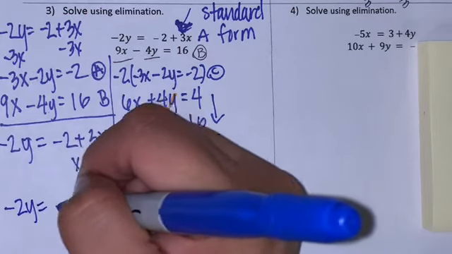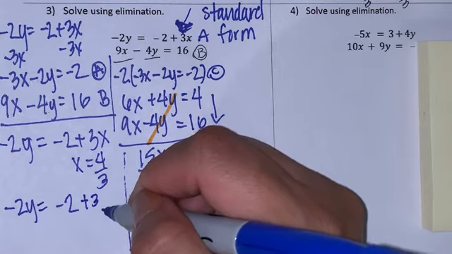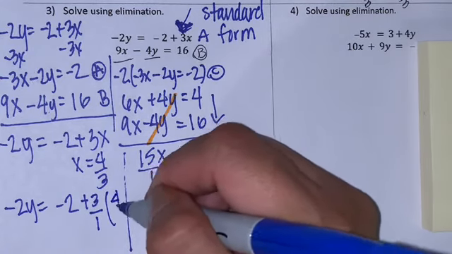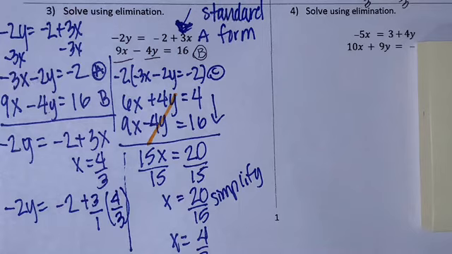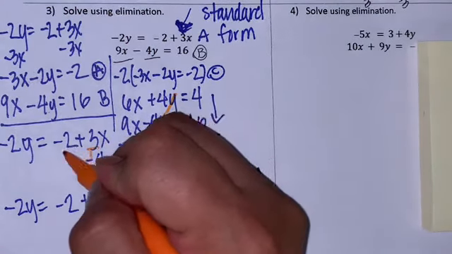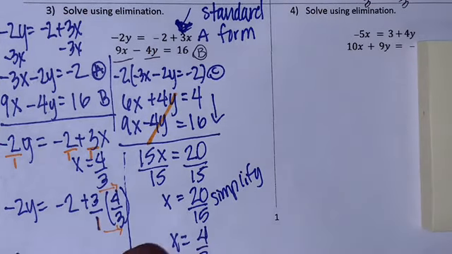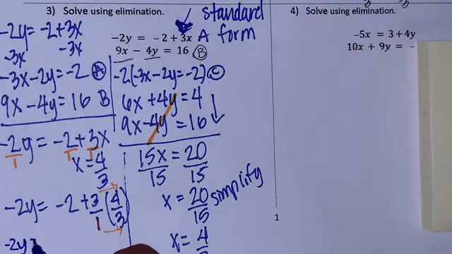Negative 2y equals negative 2 plus 3 over 1 times 4 over 3. So remember, every whole number has a 1 underneath it. So this is actually 3 over 1, 2 over 1. So when you multiply fractions, you multiply going across. So now you can say negative 2y equals negative 2 plus 12 over 3. Negative 2y equals negative 2 plus 4.